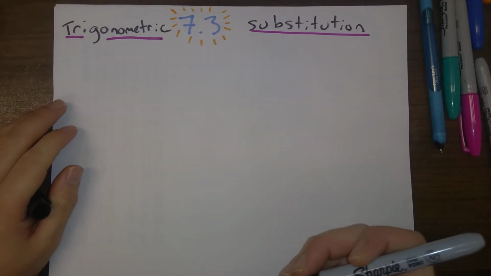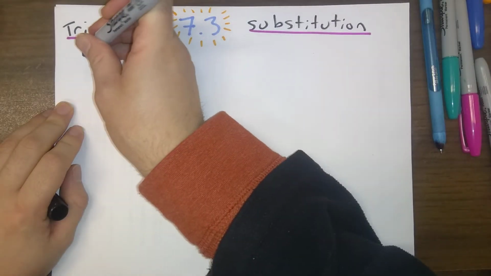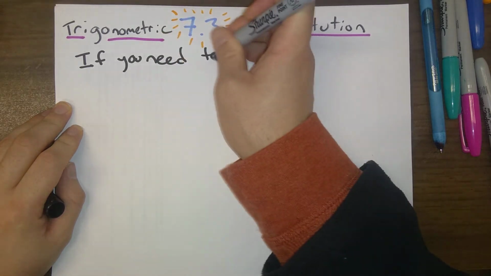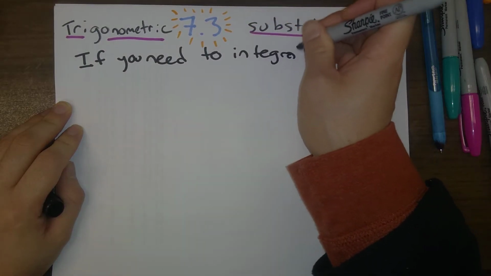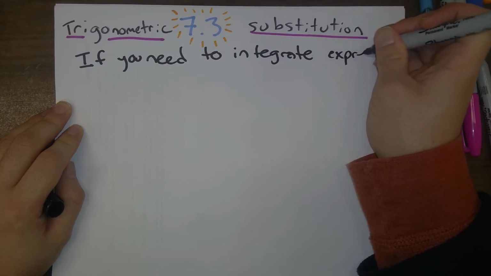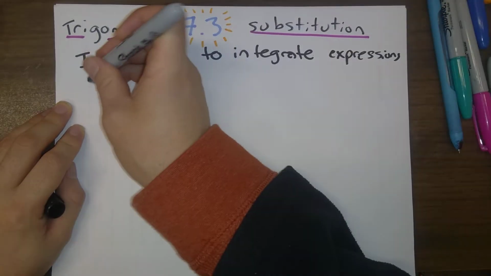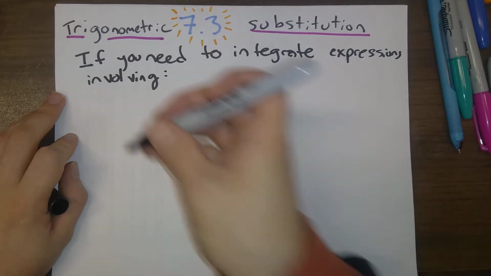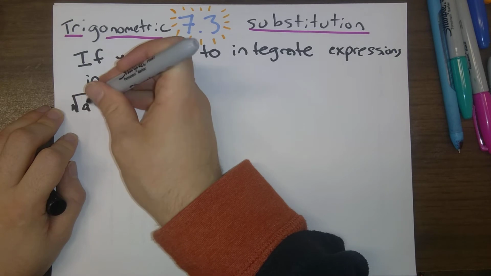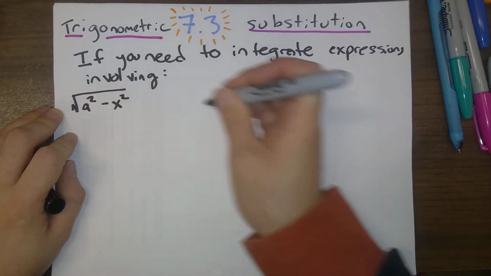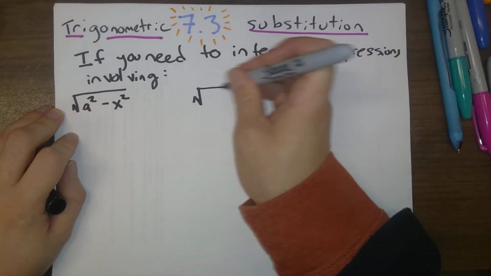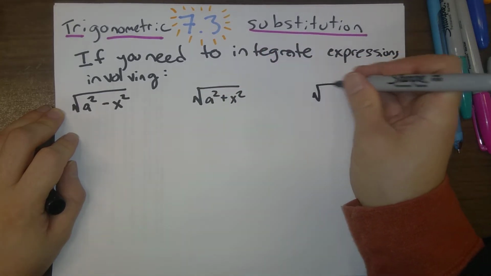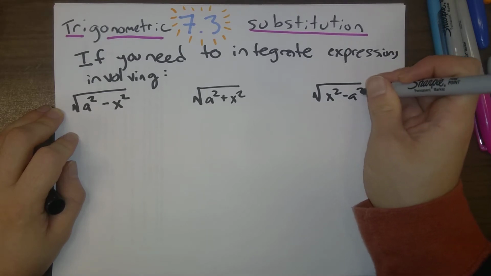So, when would we use trig substitution? You'd use it if you need to integrate expressions involving one of the following three expressions. Sometimes you'll have the square root of a squared minus x squared. Sometimes you'll have the square root of a squared plus x squared. And sometimes you'll have the square root of x squared minus a squared.